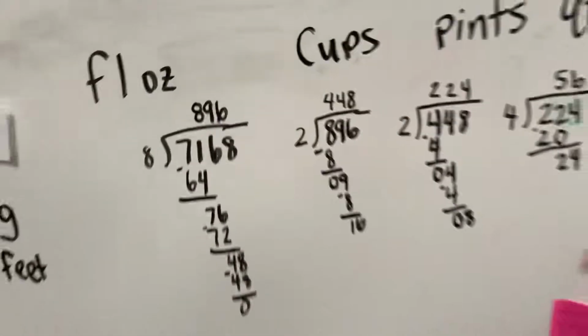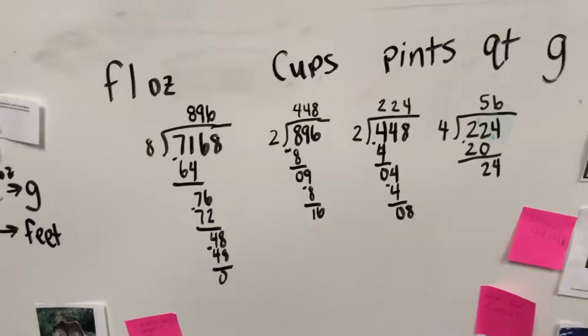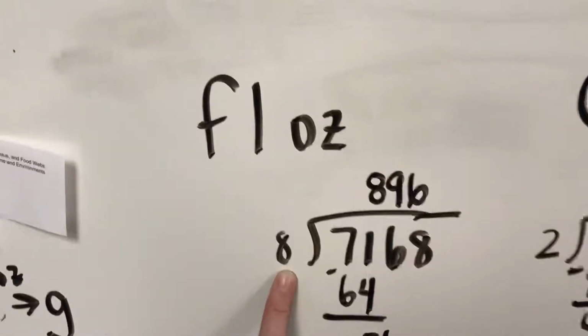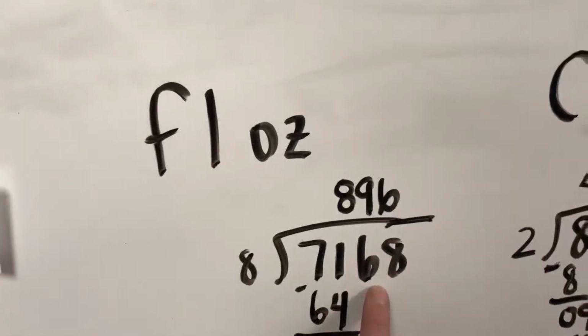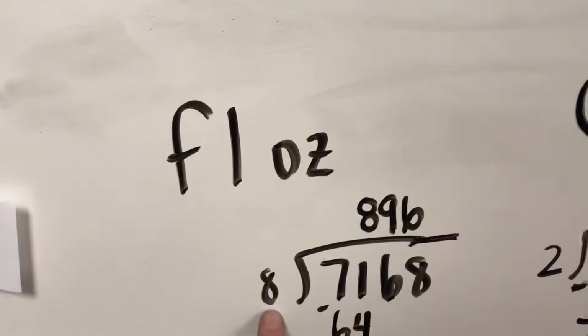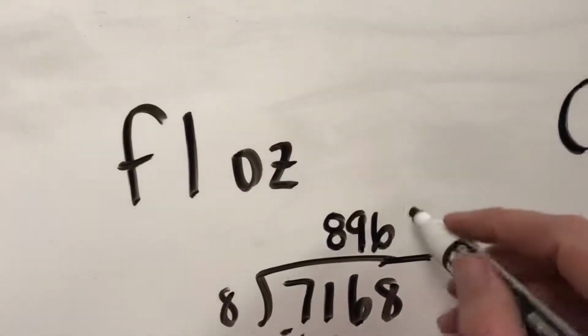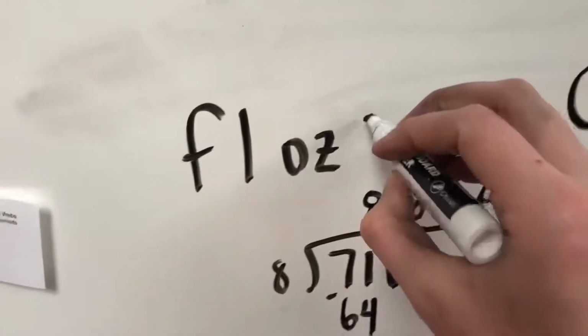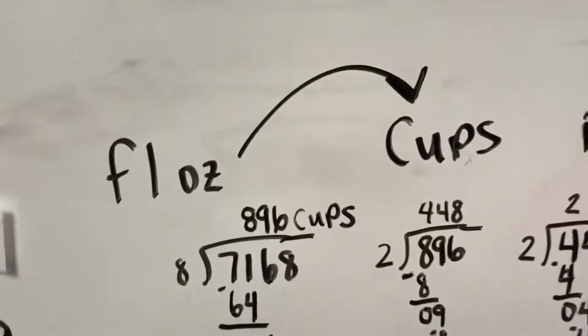Okay? Keep in mind, for this particular problem, we're doing a lot of division. So I need to keep up with what each number means. This is 7,168 fluid ounces, and I divided this into cups. So this stands for cups. I need to do my labeling. Okay, so far, I've done this.